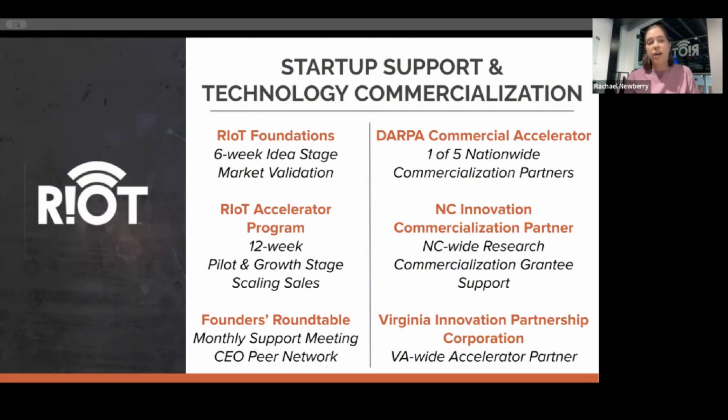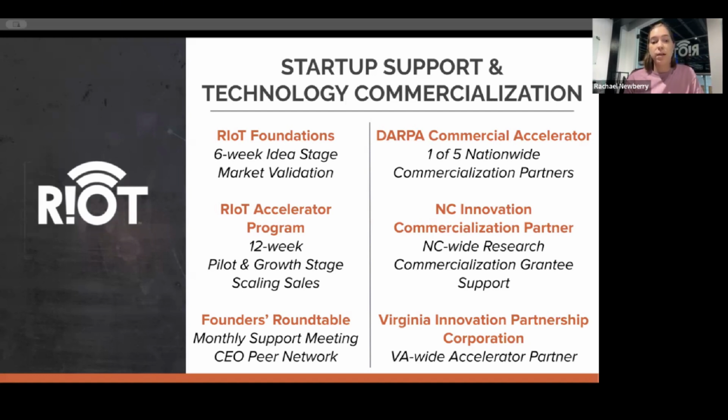So on the RIoT side, we of course have the RIoT Accelerator Program, which we're here to talk about today. This is our cornerstone program and the most robust way that we support startups. And this is a 12-week program that's a really great fit for kind of pilot or growth stage companies. So if you have a minimum viable product or a prototype version of your solution, you might have some early customers or partners that you are piloting your new solution with. And those companies who are kind of on the precipice of truly going to market and starting to scale their sales efforts, that is a great fit for RAP.